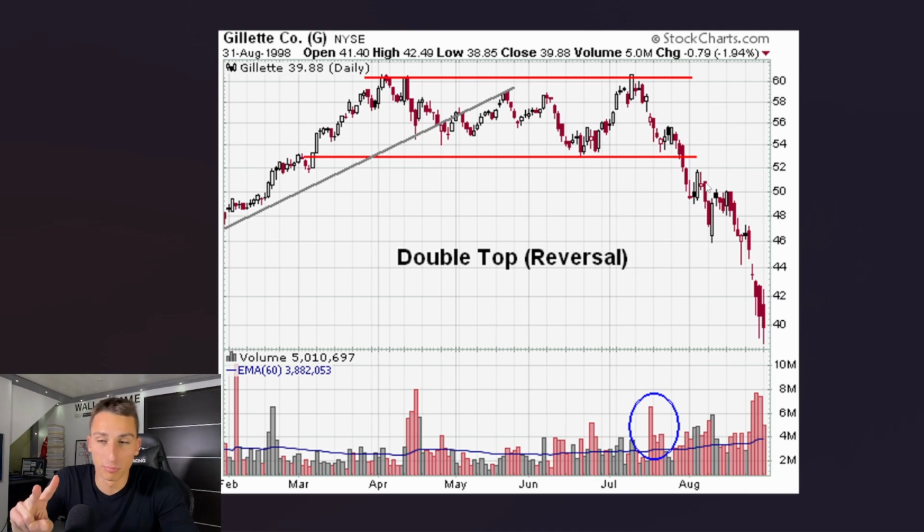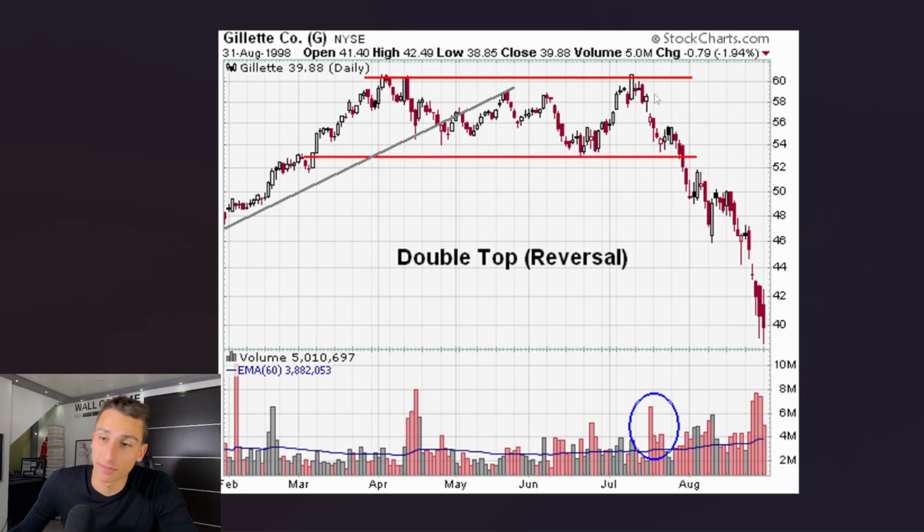The second potential phase about this setup is that you should never short before the neckline breaks, okay? Ideally wait for a confirmation. So as I just said, if you enter right there, it's going to be a really aggressive entry. So make sure to be careful if you want to take an entry right there, okay?